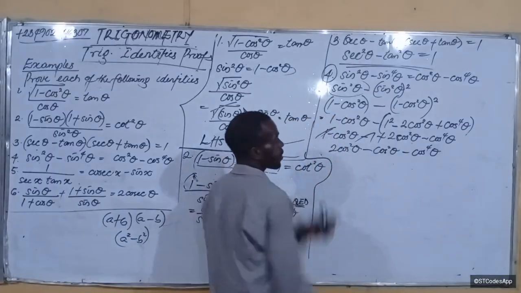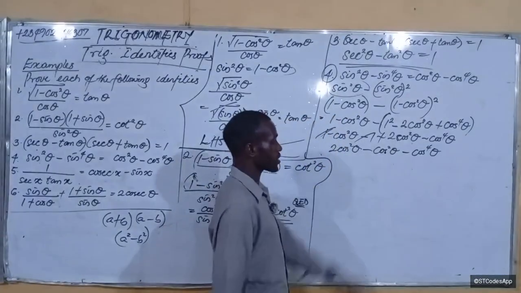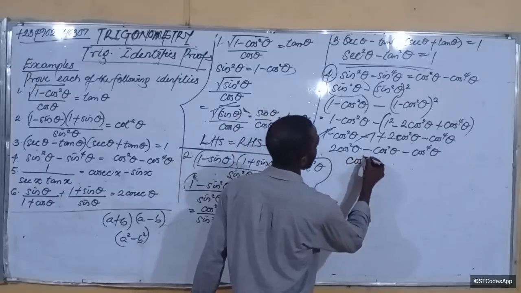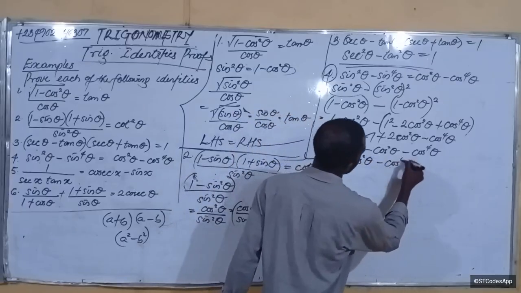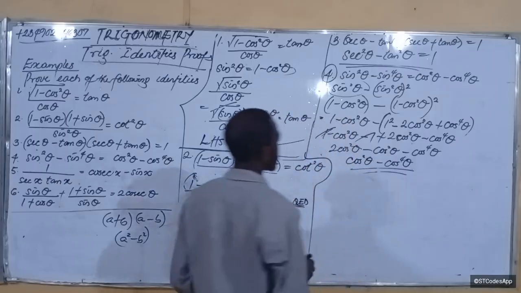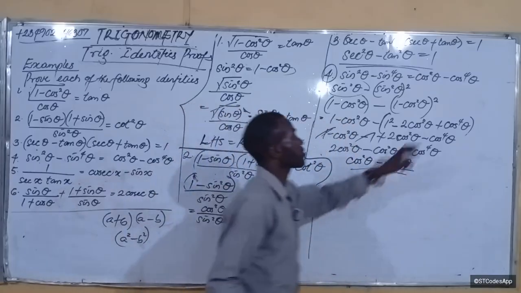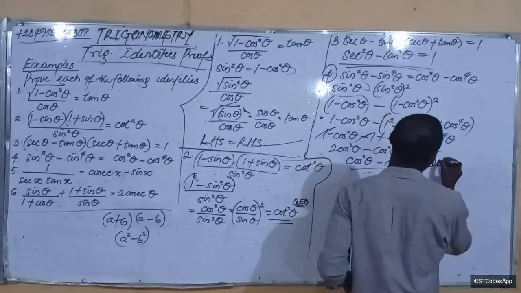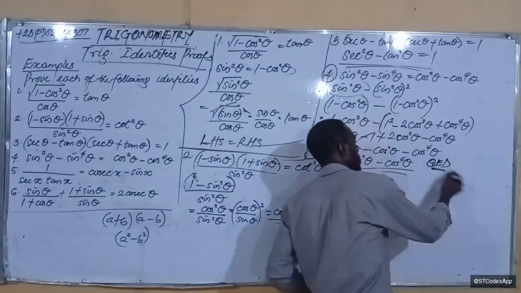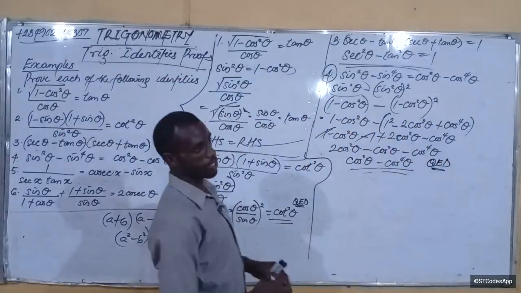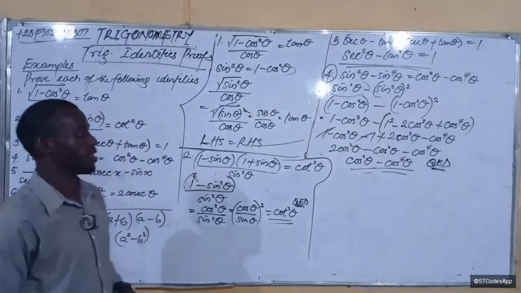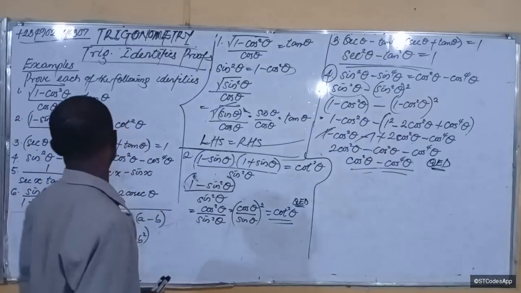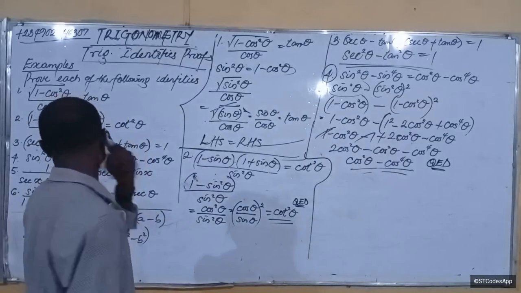Now looking at this, I have 2 cos squared theta minus 1 cos squared theta. That leaves 1 cos squared theta minus cos to the 4th theta. So you see? QED. We usually use QED to end an expression that we are proving. Right. So now number 5.